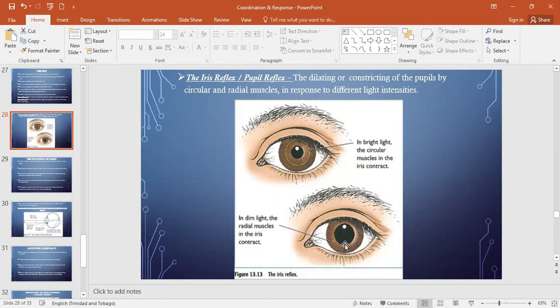So that's the reason your pupils will dilate or get larger, so that as much light as possible can enter to give you a good enough view, a more proper view. But in bright light, you cannot have so much light entering into your eye. So hence the reason your pupils need to be made smaller.